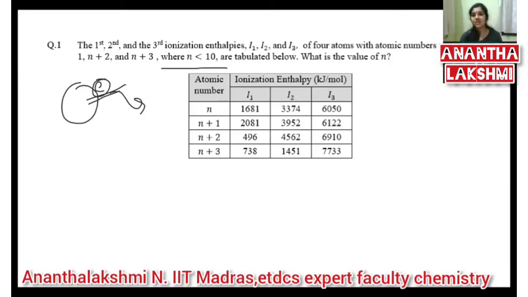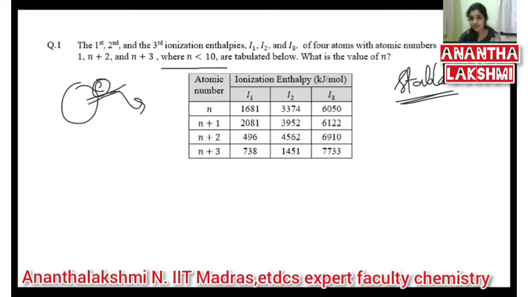So when will it be very difficult to remove an electron from an atom? When the atom is at stable configuration, stable noble gas configuration, then you will have to provide very high energy to extract the electron from it. Basically, you are disturbing the stability, so you need to pay a high price. Here the price we have to pay is energy, and that energy is called ionization enthalpy. Now based on this, we have to find what is n.